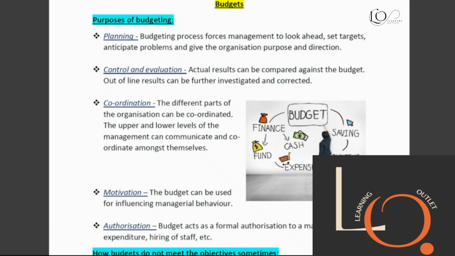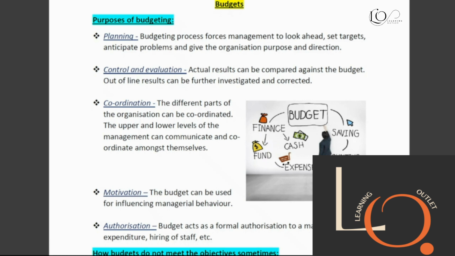And what are the purposes of budgeting? Why do we create these budgets? Most important is for planning. So budgeting forces the managers to look ahead. If they don't have a predetermined amount or set targets, then they will not anticipate problems. They will not look to find solutions. They will not look to improve. So budgeting helps with planning. It also helps with control and evaluation. How much each manager used, how each manager performed can be evaluated.